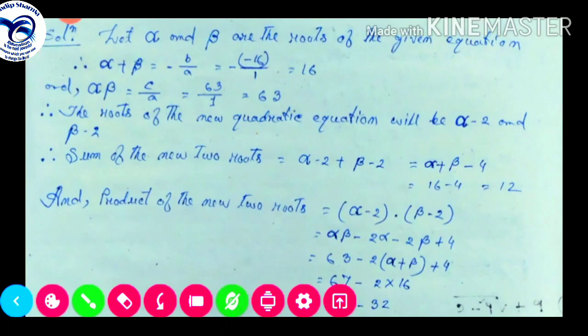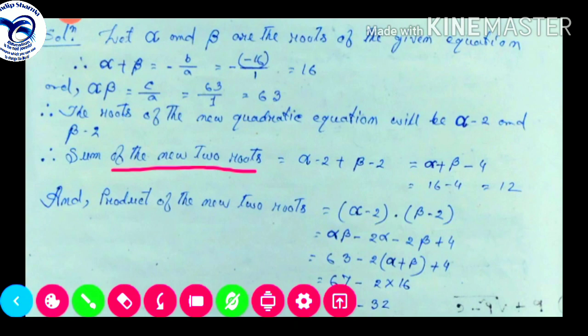So the sum of the new two roots is equal to alpha minus 2 plus beta minus 2. So it will be alpha plus beta, and minus 2, again minus 2, so it will be minus 4. Alpha plus beta we already got the value, it is 16. So 16 minus 4 is equal to 12. So one value we got for our new equation is 12.